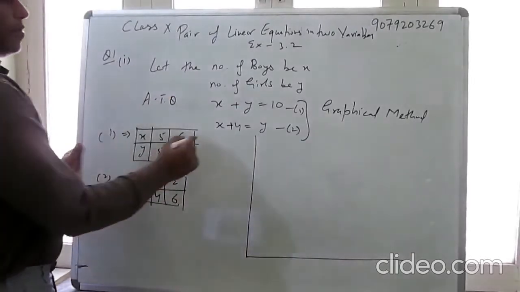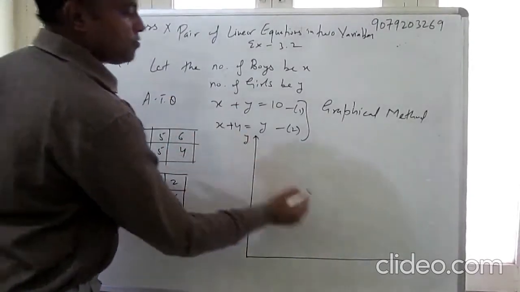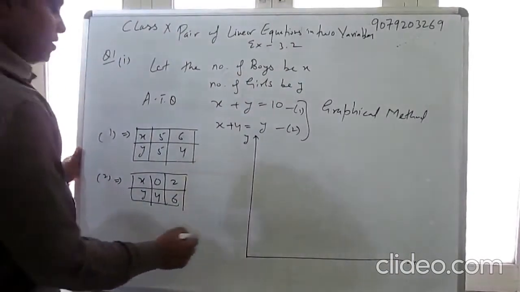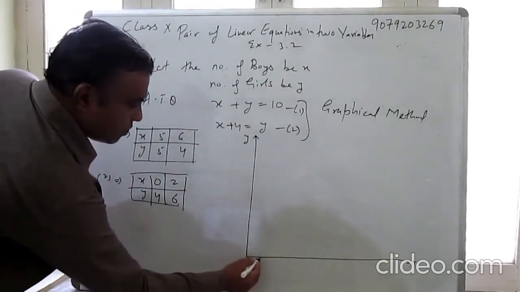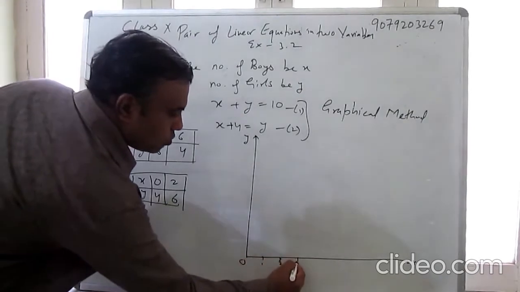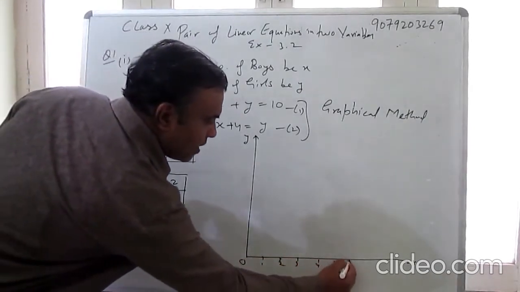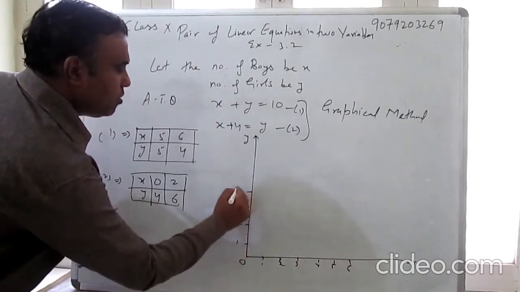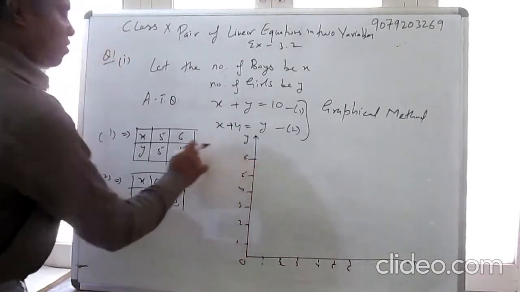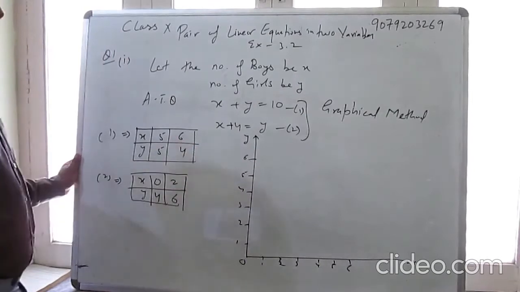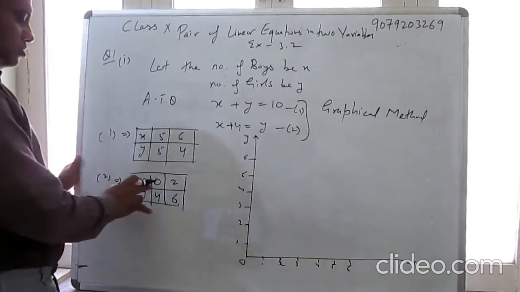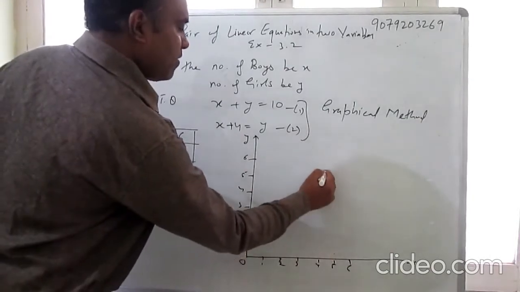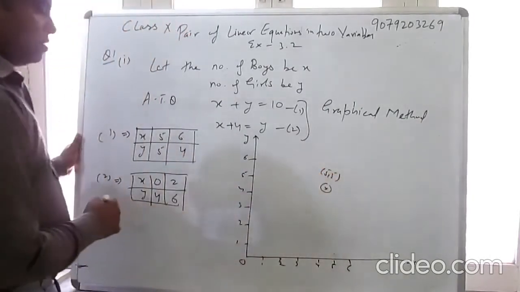You plot the points in the graph paper. This is y-axis, this is x-axis. 1, 2, 3, 4, 5, 6. 1, 2, 3, 4, 5, 6. All are positive points, so it is in the first quadrant. Now see, 5, 5. 5 here, 5 here. 5, 5.